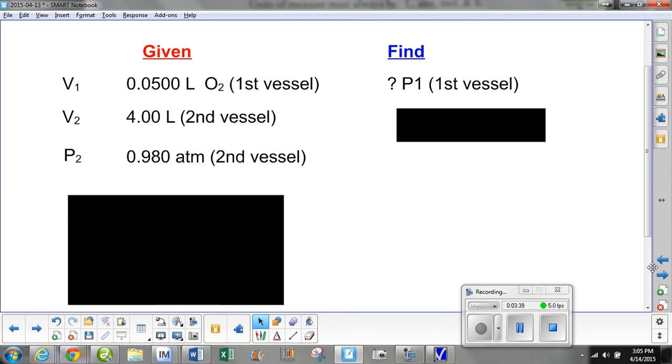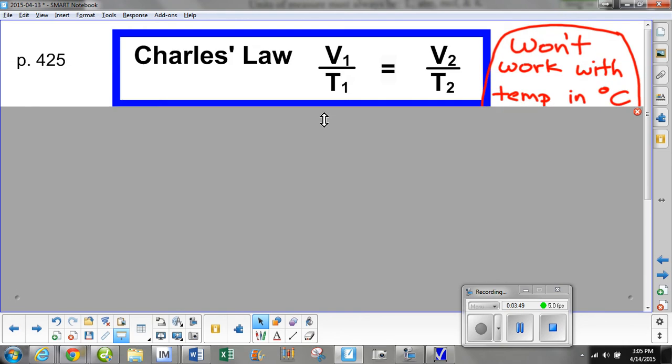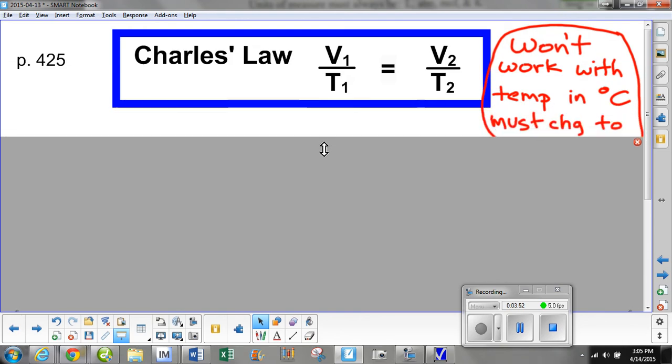I hope that's helpful. We're going to move on and look at Charles' Law. With Charles' Law, we have a different situation, and I'm closing this off just so that we can concentrate on one thing at a time. With Charles' Law, it won't work with temperature in degrees centigrade. It has to be in degrees Kelvin. It just won't work. You'll get the wrong answer every time if you use degrees centigrade.